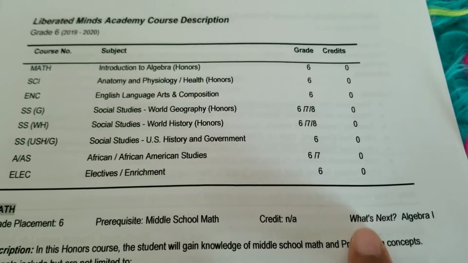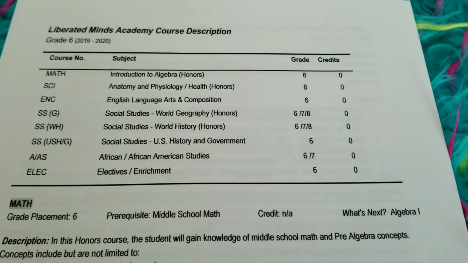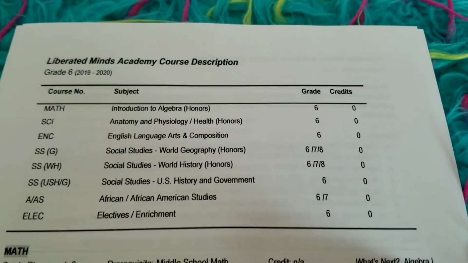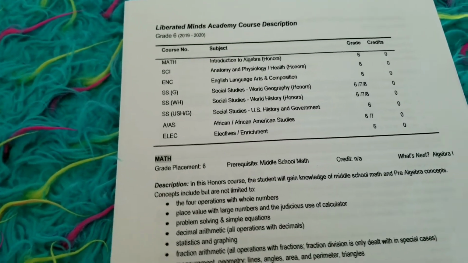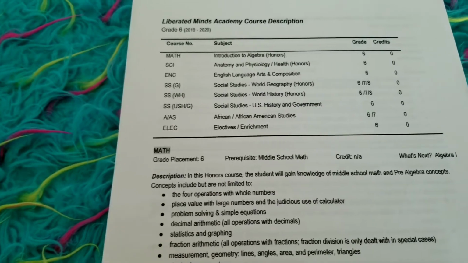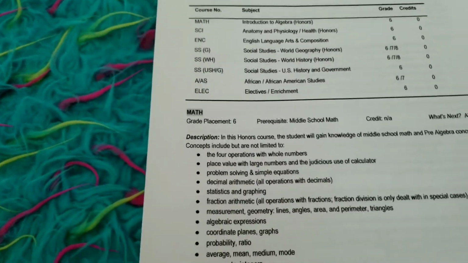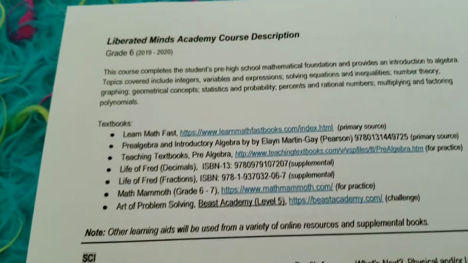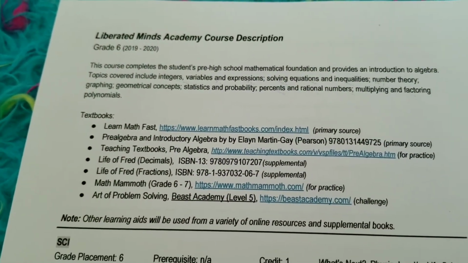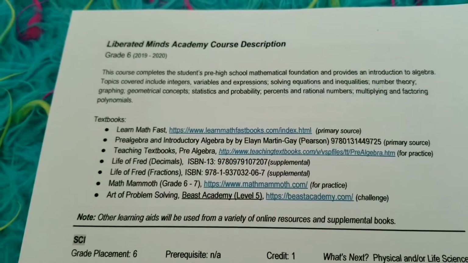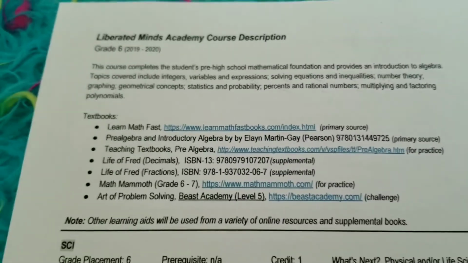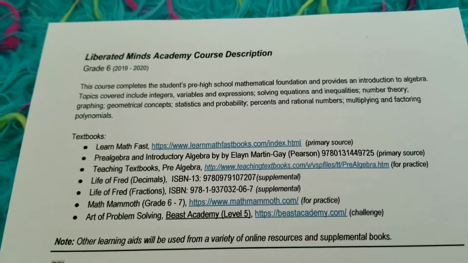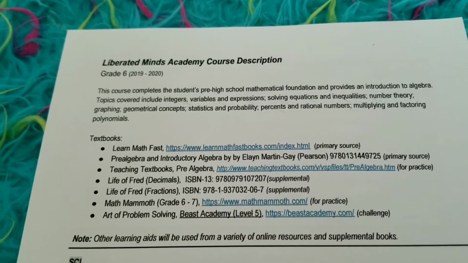What is he going to take after pre-algebra? This is like scope and sequence. He's going to take Algebra 1 in the 7th grade. And it just gives you a description of the course and all the topics that will be taught. And again, we talk about the textbooks. What resources are we using this year? And I put links and or ISBN numbers.